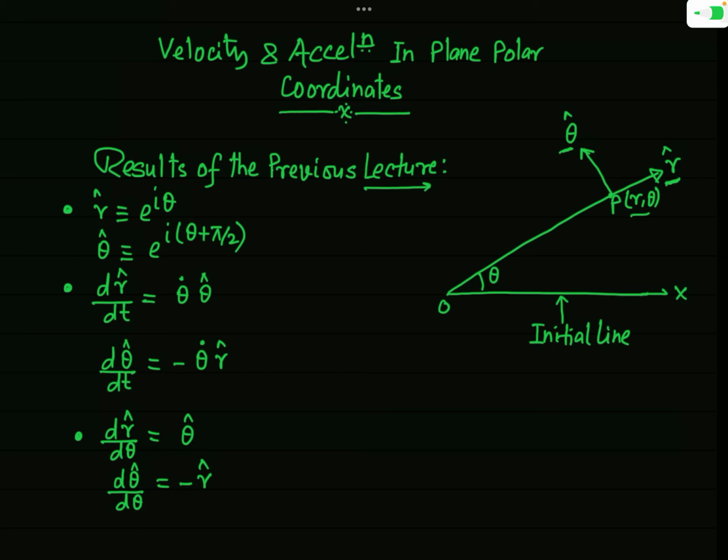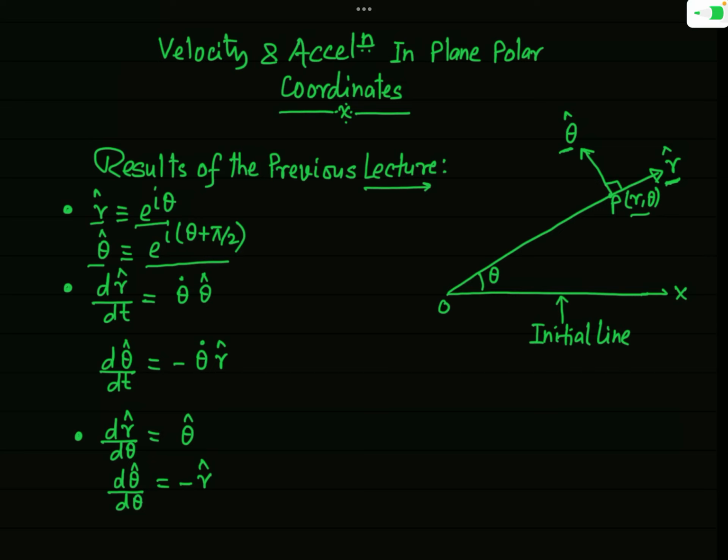I have mentioned here the important results which we have seen in the previous lecture. You can see we have defined the radial unit vector r hat as e to the power i theta. Why r hat is defined by e to the power i theta, I have already discussed in the previous lecture. Similarly, the transverse unit vector is defined as theta hat equal to e to the power i (theta plus pi by 2). So it is obvious that this theta hat unit vector, called the transverse unit vector, is just normal to the vector r hat.